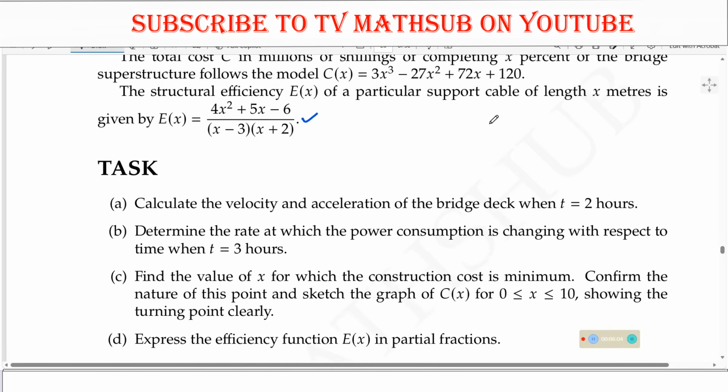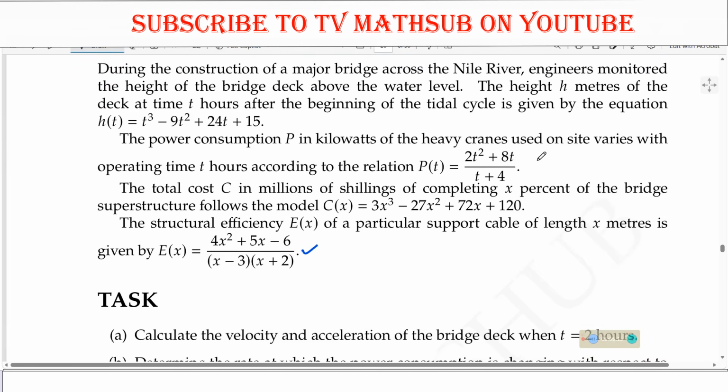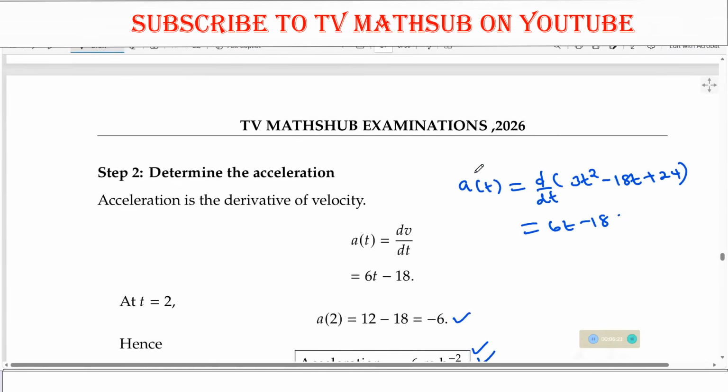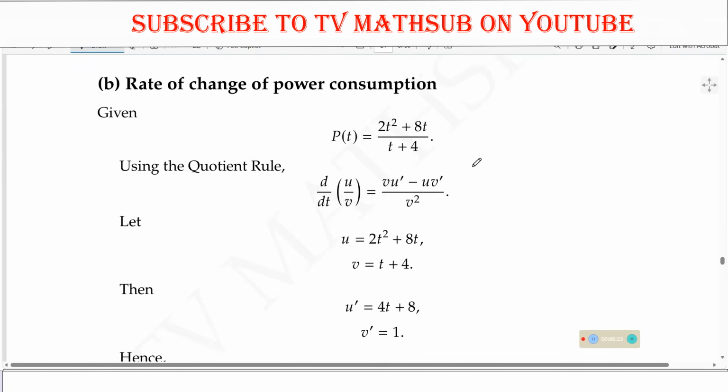Next, we need to determine the rate at which the power consumption is changing with respect to time when t is equal to 3. So we are given the power consumption as this, and we need to get the rate. So we need to get the rate of change of power consumption. It means you are to differentiate this expression with respect to t. So what we shall do, we shall relate this to be u, we shall relate this to be v, and we shall apply the quotient rule.